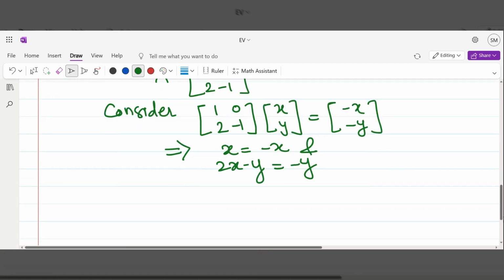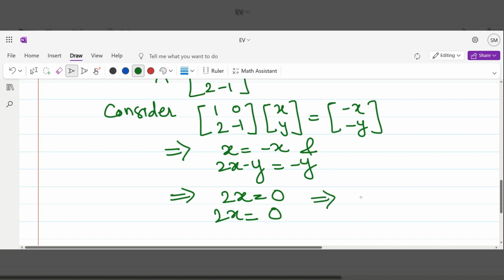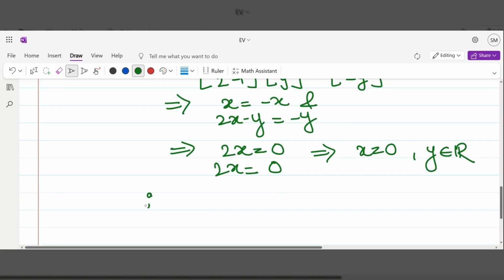If I simplify this, this is 2x equal to 0. So simply we are getting a single equation, x equal to 0, and we are getting no constraint on y, so y can take any real value. Hence capital X is equal to (0, t), where t is any real number.